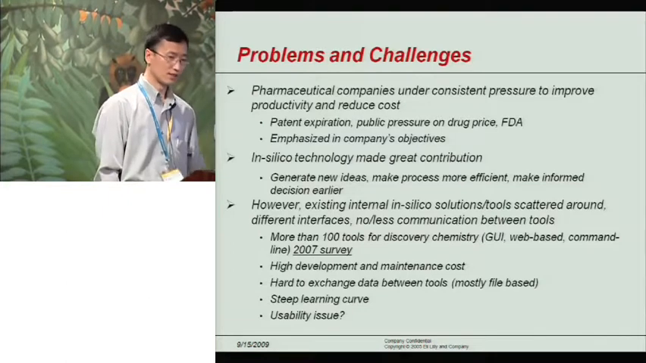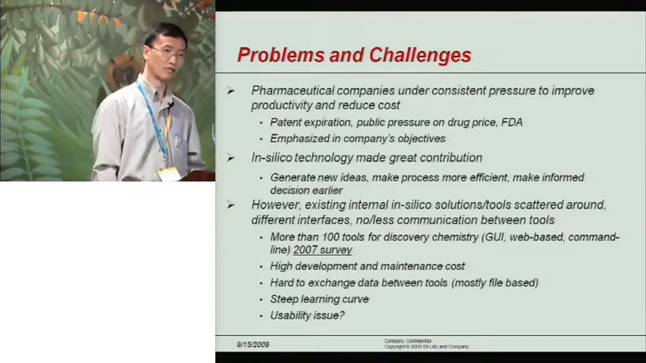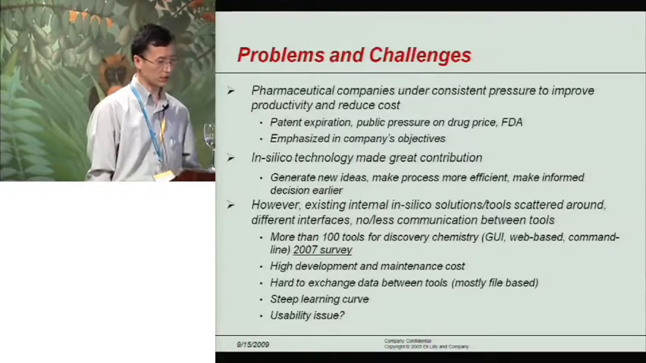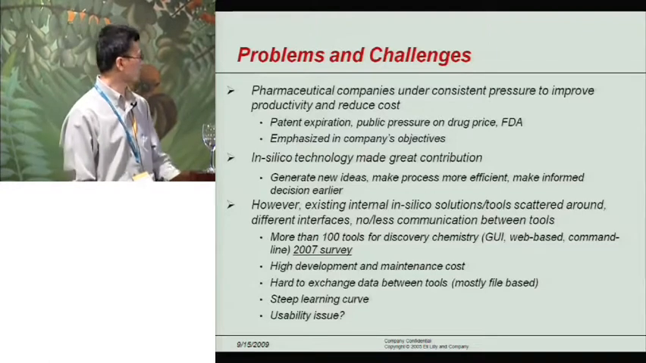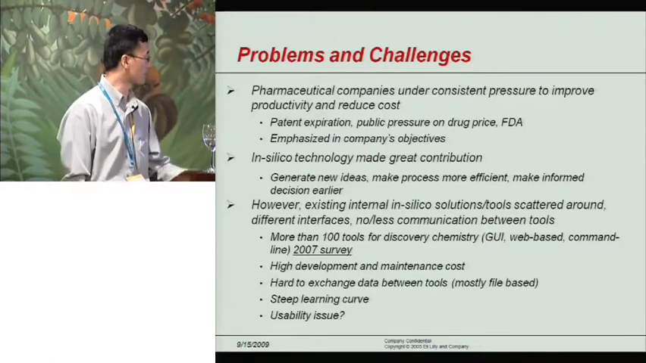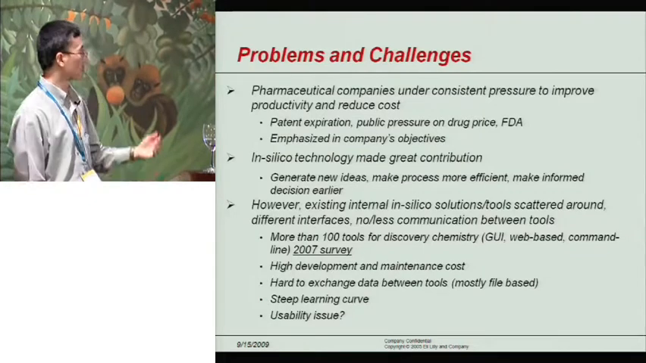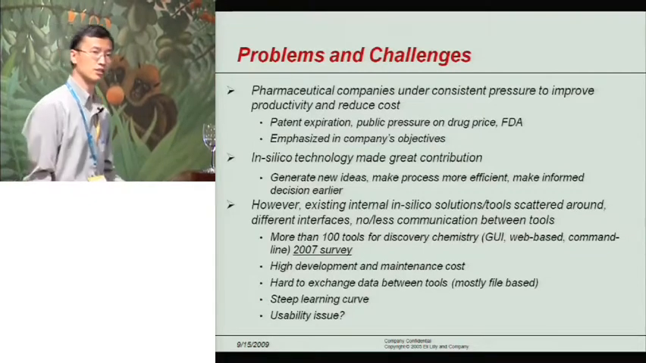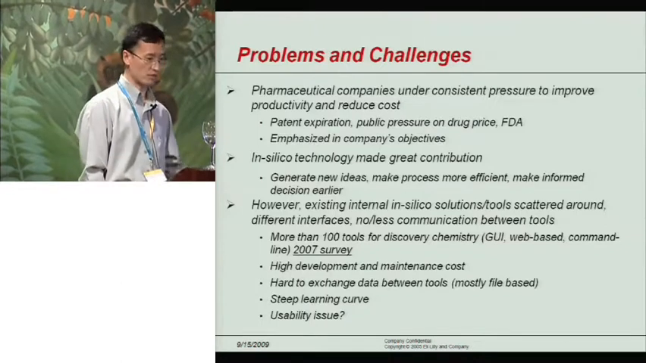They are really scattered around, they have different interfaces, and there is no communication between the different tools. In our 2007 survey, just in the discovery chemistry department, we had over 100 tools. Some are GUI-based, some web-based, or command line-based. A lot of these tools were developed by computational chemists to support some specific project.